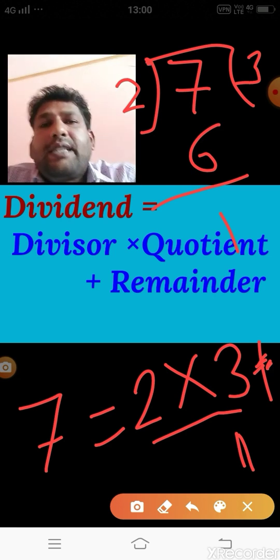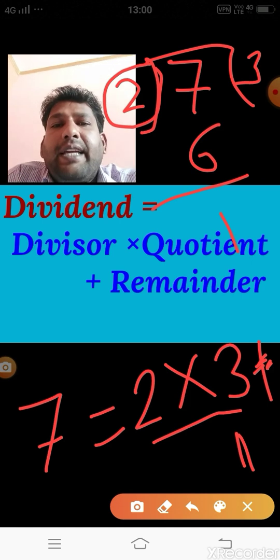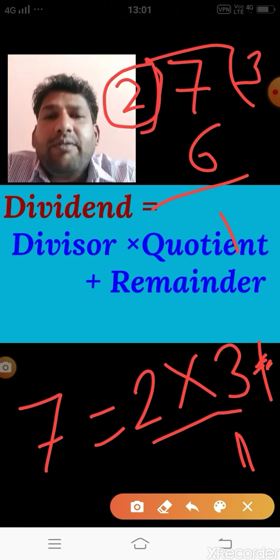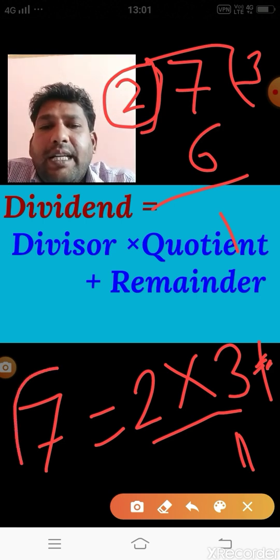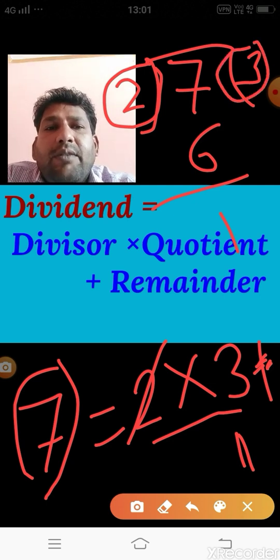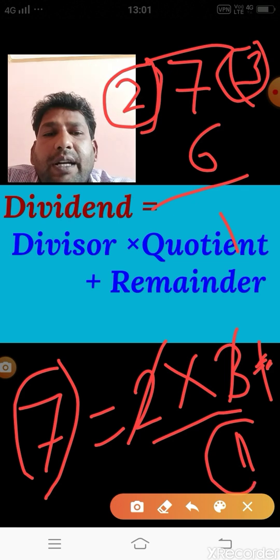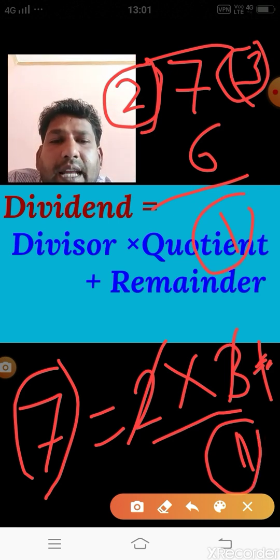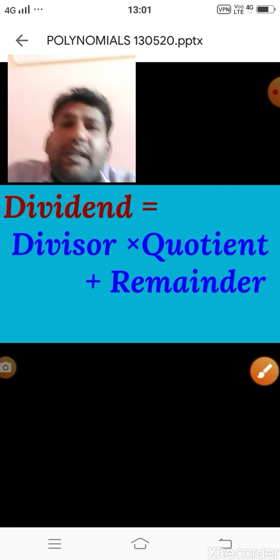Here the divisor is 2, by which we are dividing, and the dividend is 7. Which number are we dividing? We are dividing 7. For this reason the dividend is 7 and the divisor is 2, and the quotient we get is 3 and the remainder we get is 1. This remainder we take, and 7 is written as 2 into 3 plus 1.